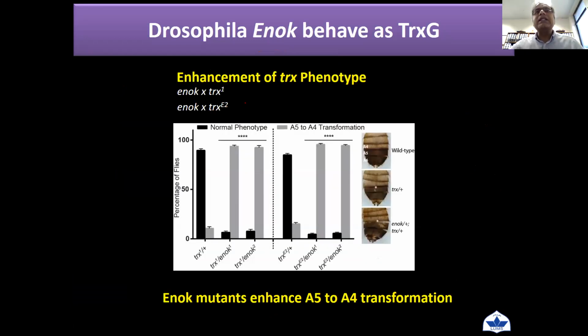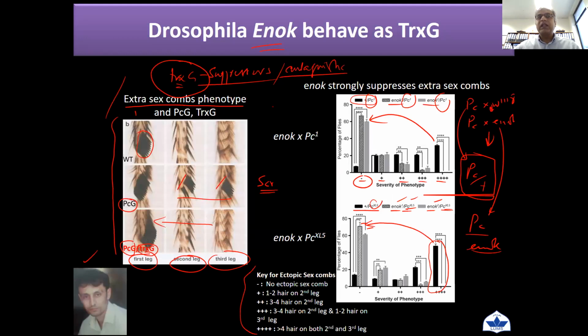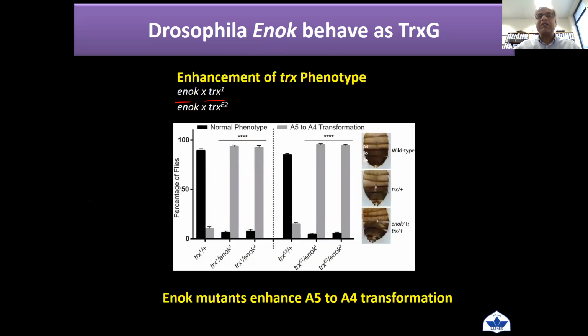We also analyzed whether Enoch enhances the trithorax phenotype. So this is suppression of Polycomb, which is one way of proving they behave as trithorax, but we should also see enhancement of the trithorax phenotype. Normally heterozygous trithorax mutants show loss of pigmentation. The dark pigmentation in the wild type is due to ABD-B expression. In trithorax heterozygous you see loss of pigmentation, and when you have Enoch over trithorax, you see this is enhanced.